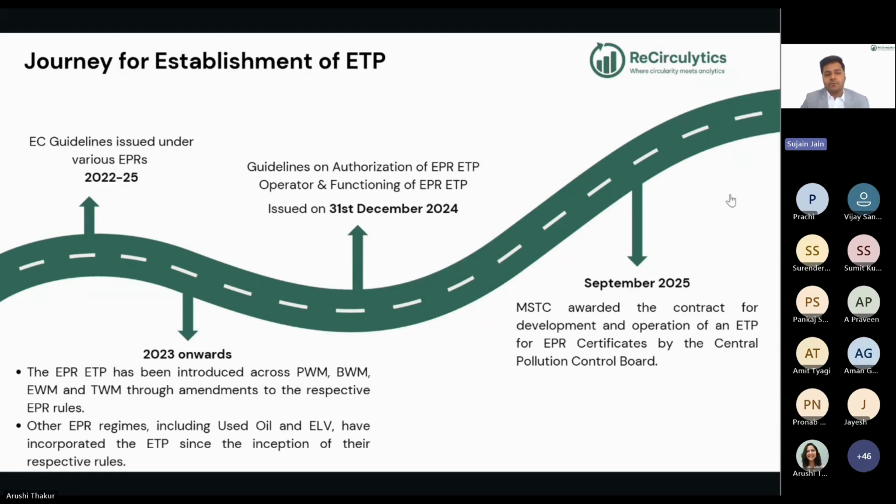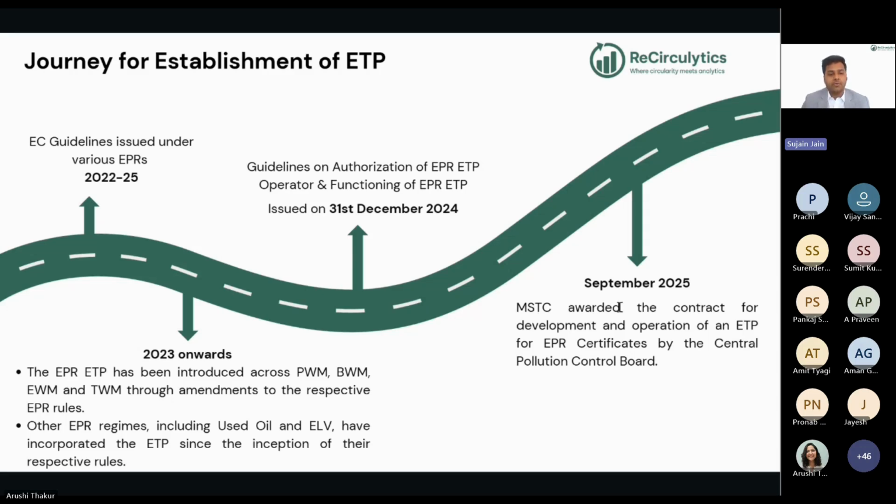Initially, from 2022 to 2025, various environmental compensation guidelines were issued under various EPR frameworks. I guess we have seen multiple revisions in plastic waste and e-waste. There is one guideline which was issued, I guess, in September 2024. Battery waste has its guidelines in 2024, and tire waste similarly. For used oil, I guess there is a draft, but I am not sure if it was finalized. So, firstly, the environmental compensation guidelines were issued.